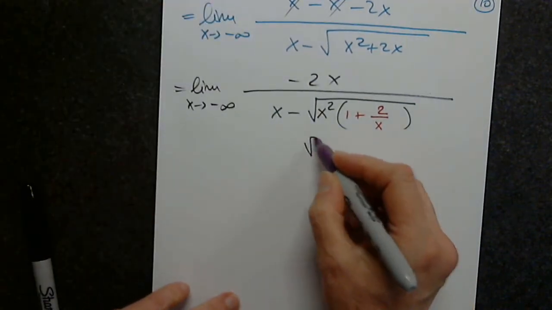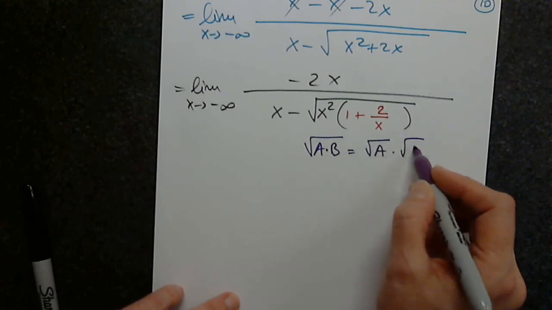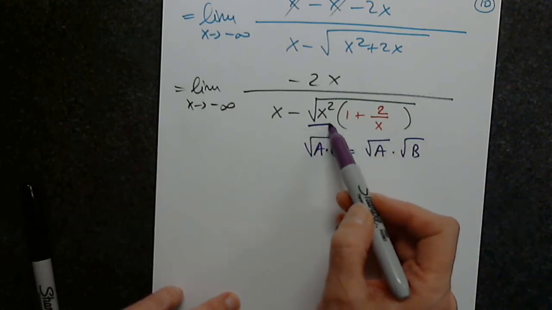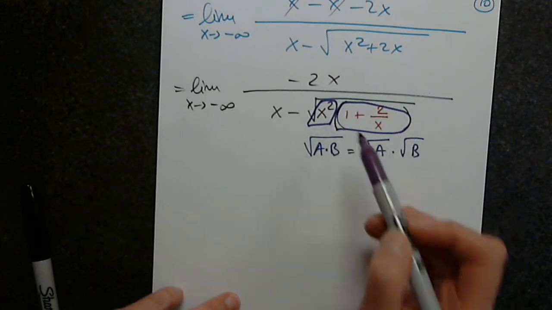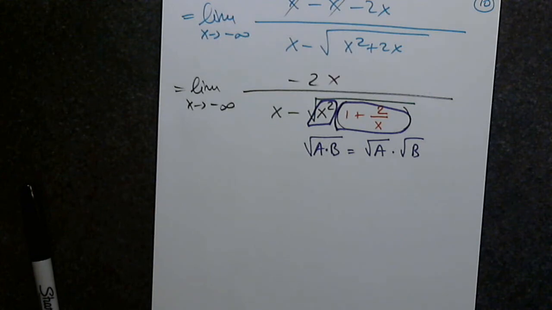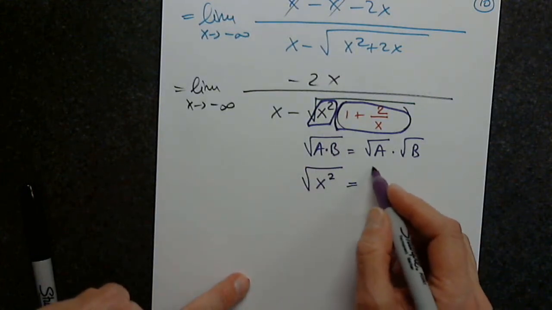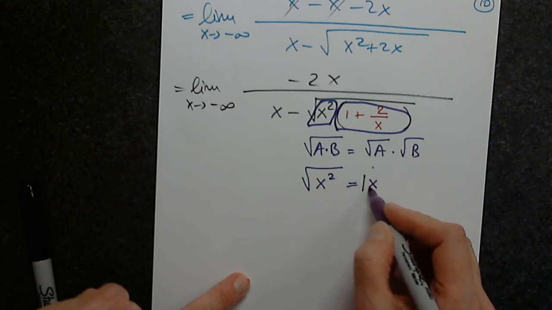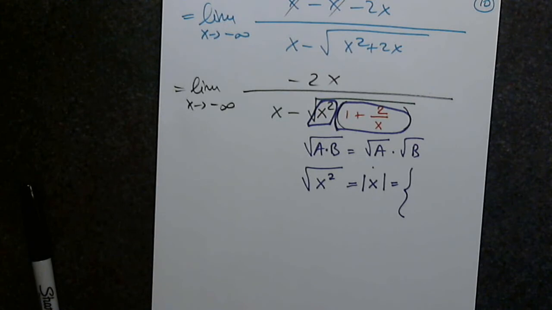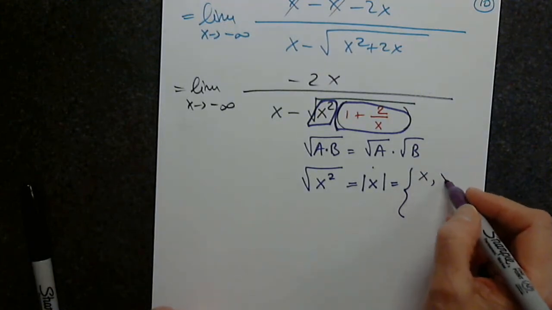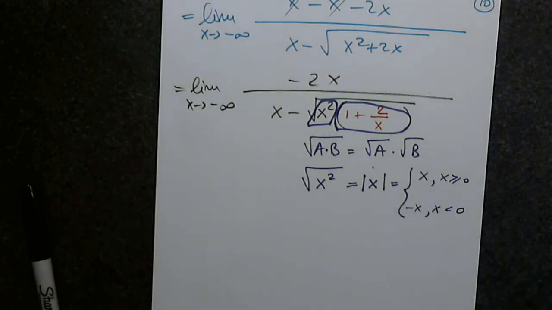So remember, this is the square root of a times b. I can write the square root of a times the square root of b, where a is this and b is this. And I will do that. However, let's discuss the square root of x squared. What are the options? Two options. Option x for x greater or equal to 0 and option negative x for x less than 0.